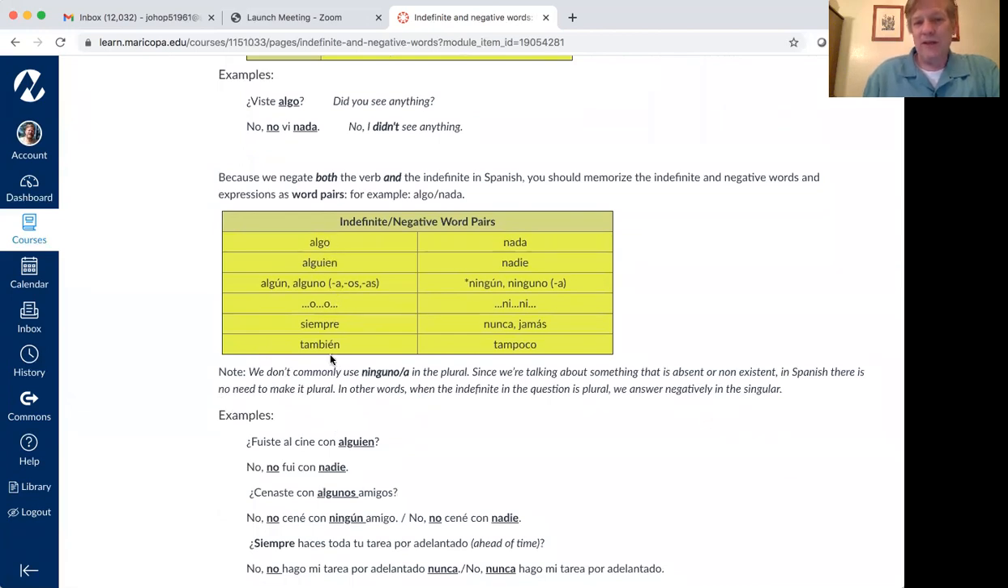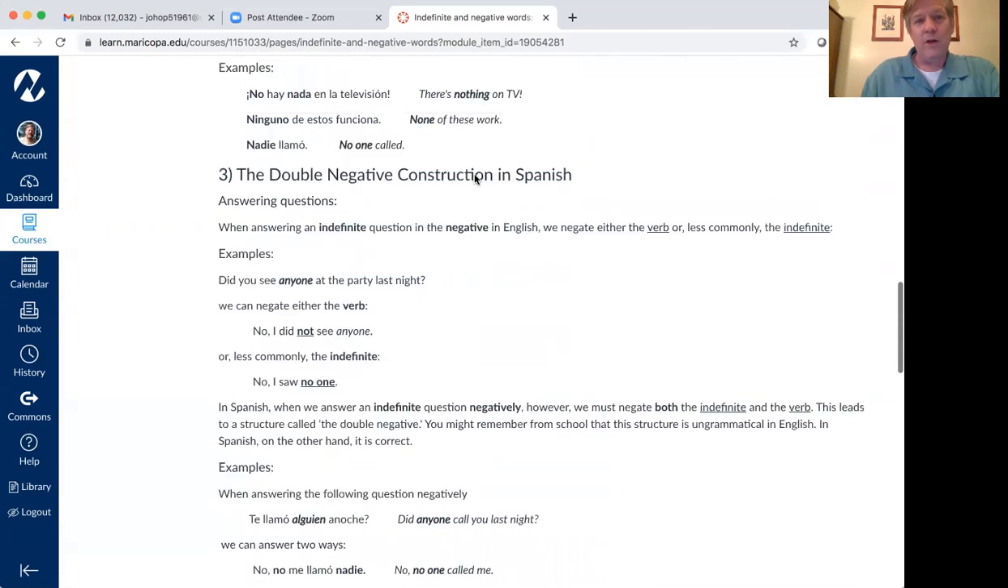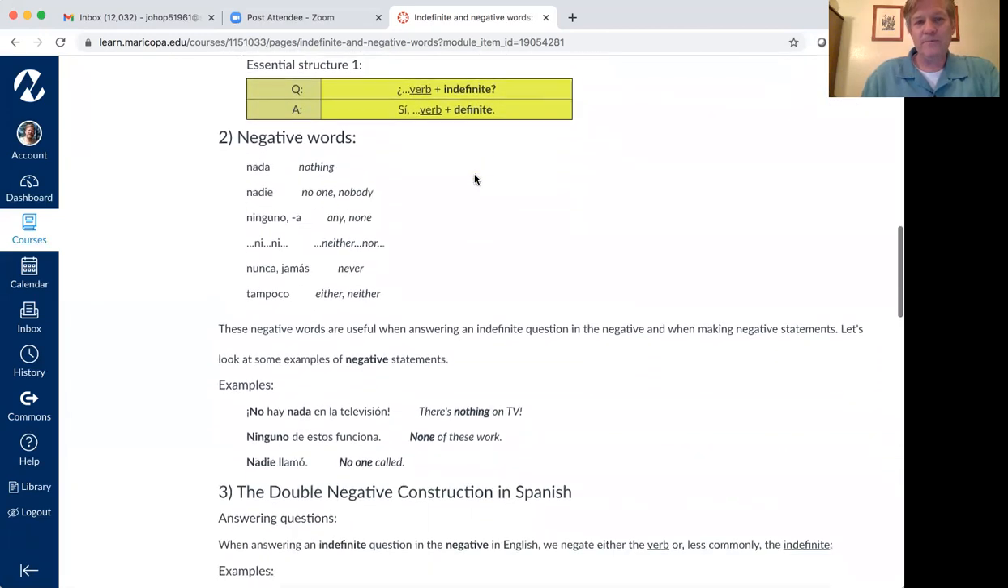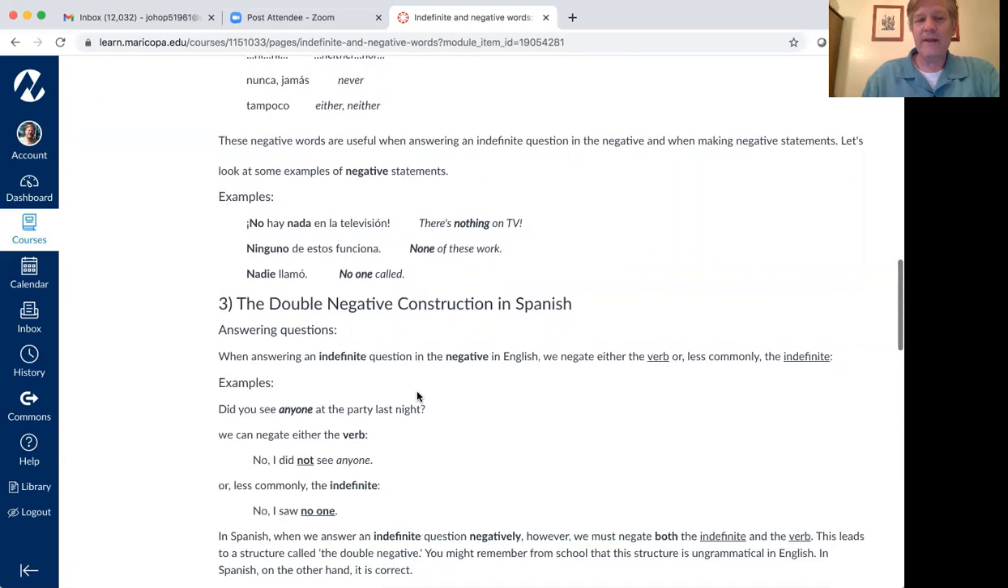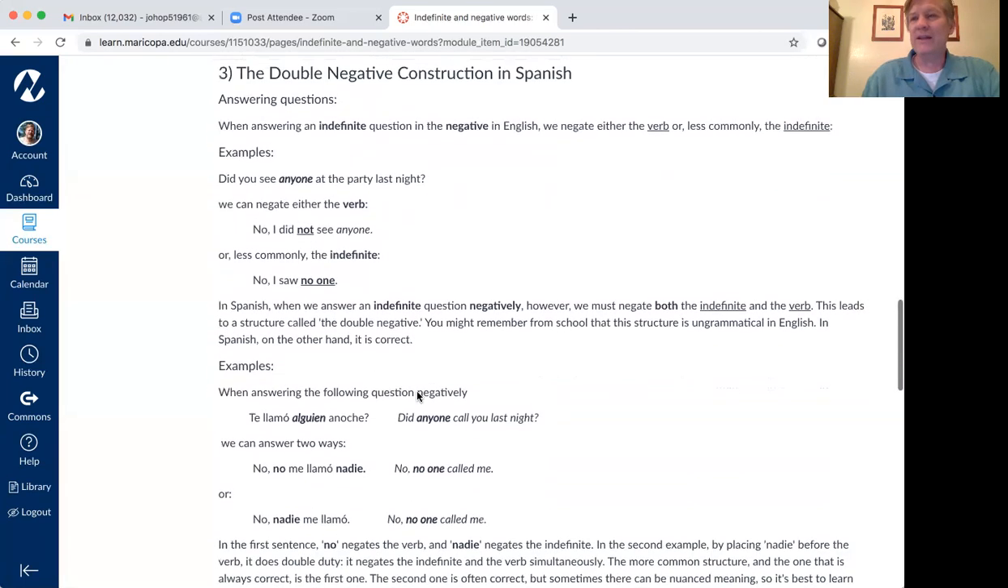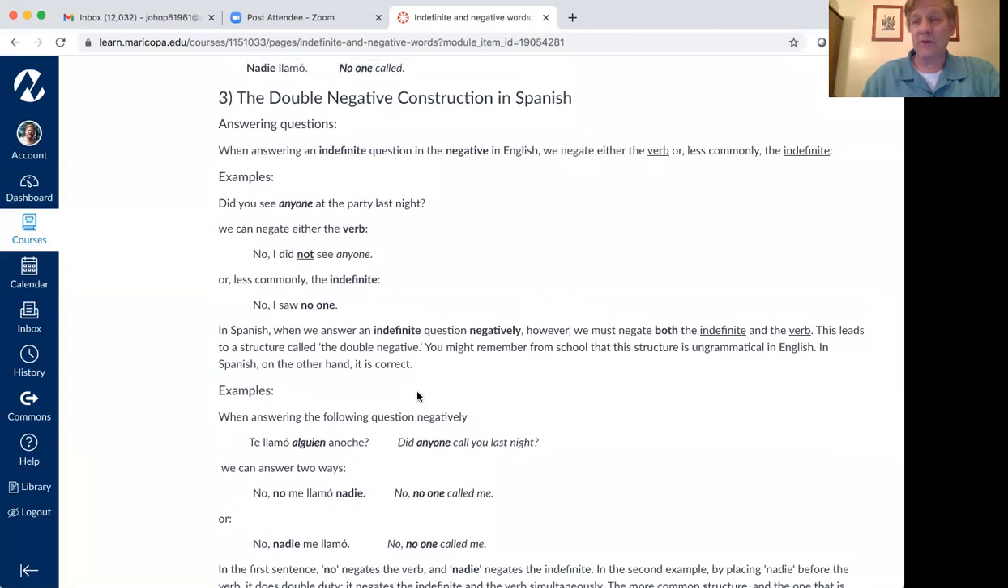So here you have the indefinite words from the top of the page and the negative words from the section below that. You should learn them, of course, what they mean if you don't know that yet, but you should also learn them as pairs. Algo, nada. Alguien, nadie. Bien? We'll see why. When you reply to an indefinite question with the negative, in Spanish, we need to negate the verb and the indefinite word.